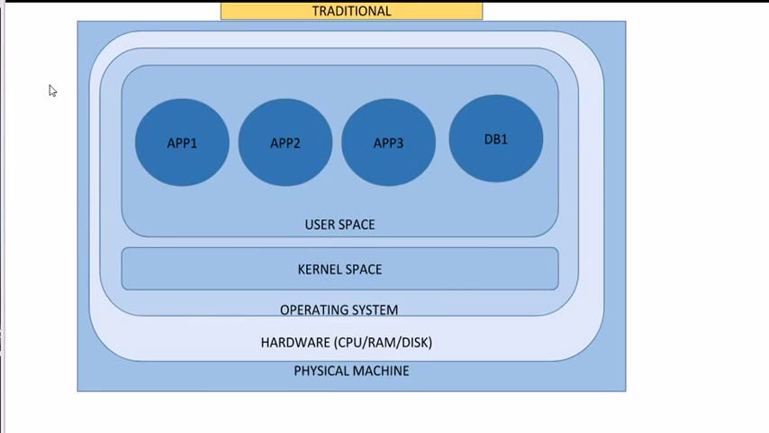Let's have a look at the traditional system. On the physical machine, we have hardware, and on top of it, we have installed an operating system. And within the operating system, we have kernel space and user space. And within user space, we have applications installed like app 1, app 2, app 3. We can even have a DB as well.